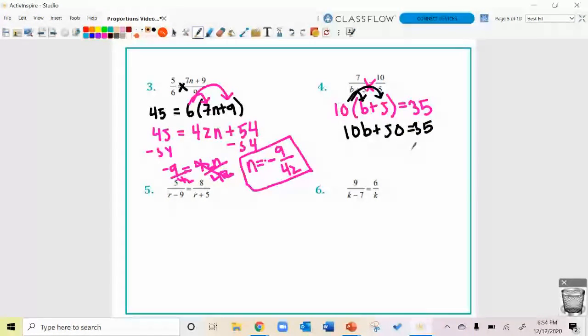And now I've got a two-step equation, which you guys have been doing for many years now. If I subtract the 50, 35 minus, remember, inverse operations, opposite operations, 35 minus 50 gives me negative 15. And when I go ahead and divide by 10, I've got b equals, let's see, they're both divisible by 5, and I would have negative 3 halves. Okay. If you want to write that as a decimal, it would be negative 1.5, which is fine as well.